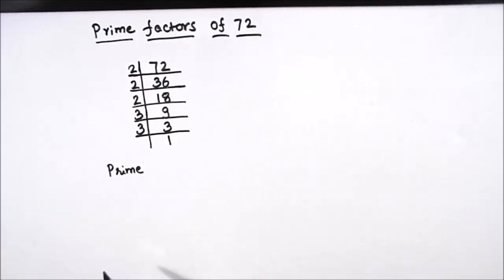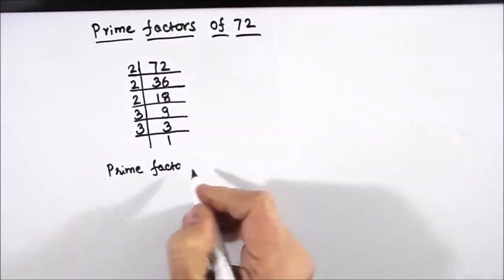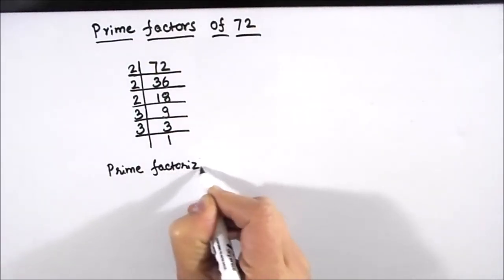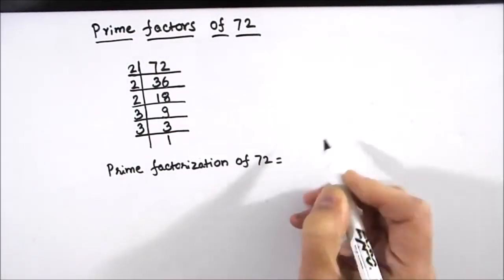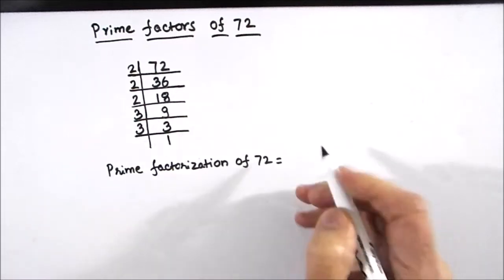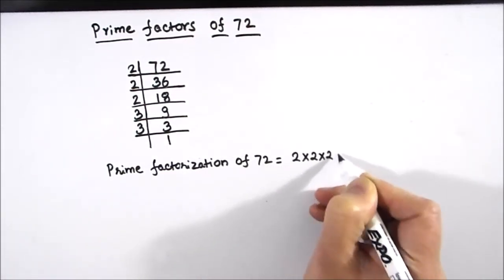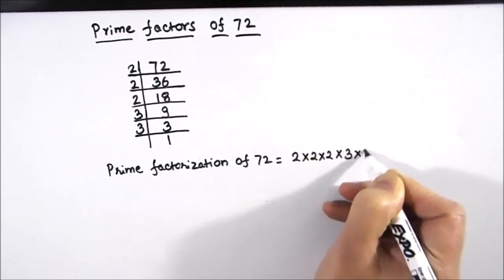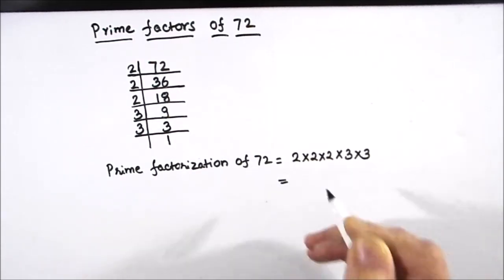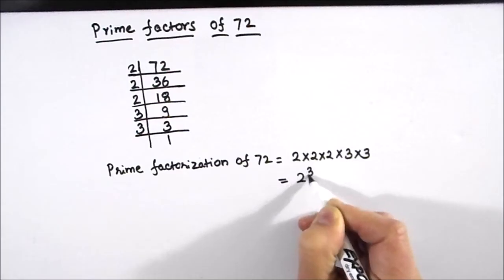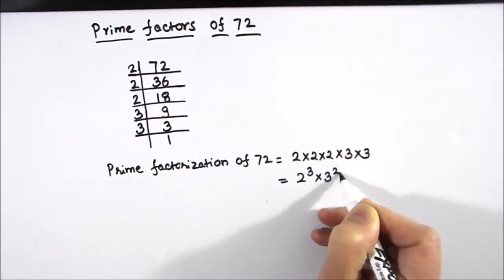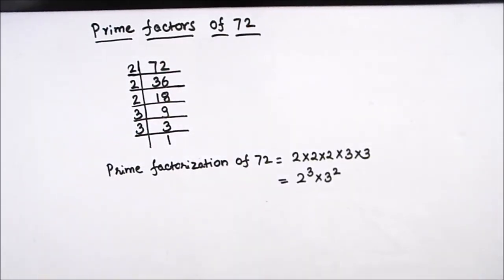So the prime factors of 72 are 2 and 3. The prime factorization of 72 is, we are going to take the product of all the numbers on the left hand side of the ladder. So this is 2 times 2 times 2 times 3 times 3, which we can write as 2 cube times 3 square. So this is the prime factorization of 72.